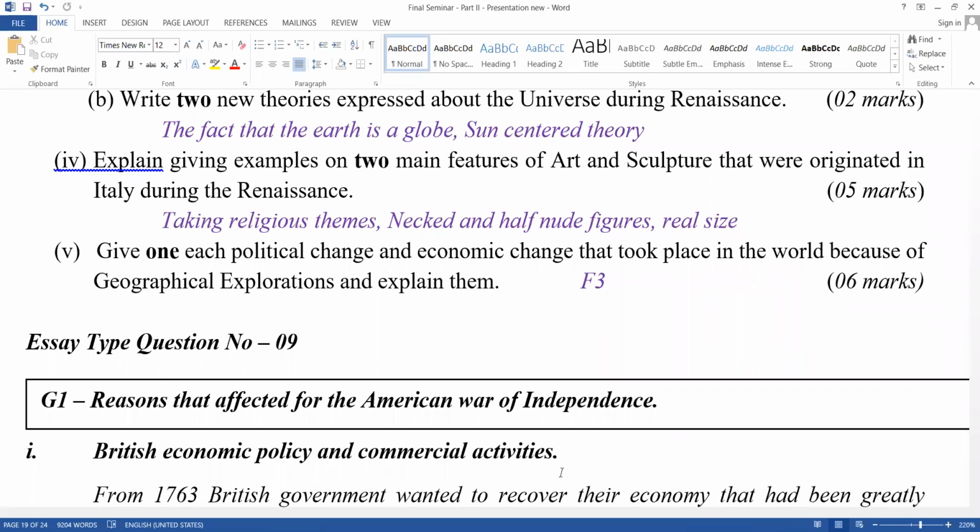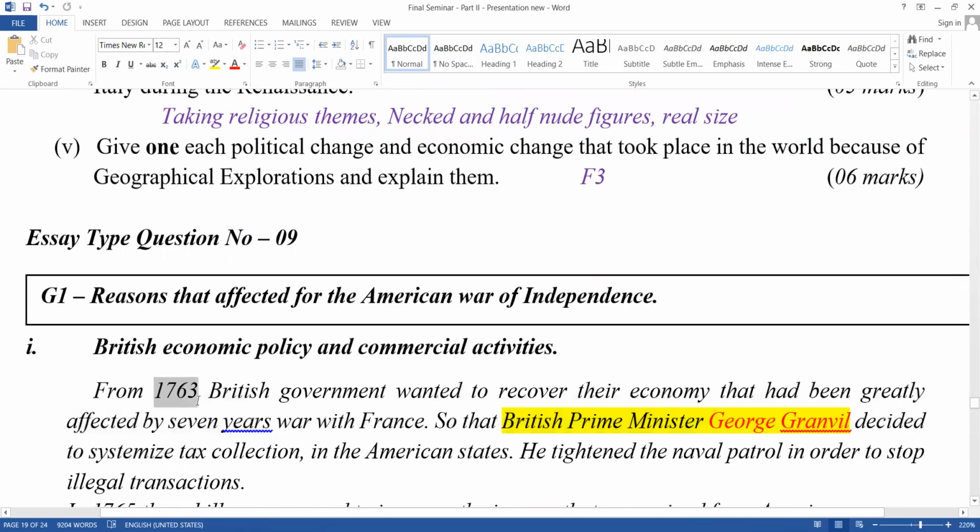So the British government, that is the motherland of the American states. British people had gone to America and established colonies. Because of the long distance and little communication, the interference in the states by the motherland was very little. But after 1763, what was the importance of that year? That was the year the Seven Years' War between France and Great Britain ended.